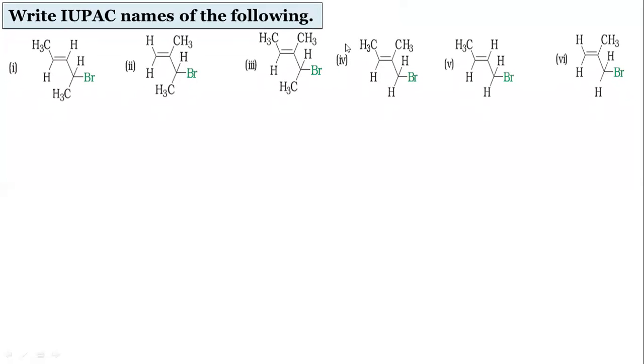Now write the IUPAC names of the following. This is also a solved question. Anyone can tell me the name of this compound? I will help you. Anyone can tell me the name of this compound? This is not alkane, this is alkene, remember. So in case of alkene, we have to start the numbering from the double bond. So it will be carbon number 1, carbon number 2, carbon number 3.